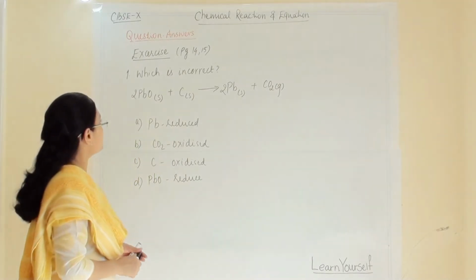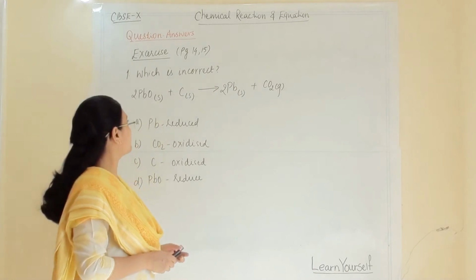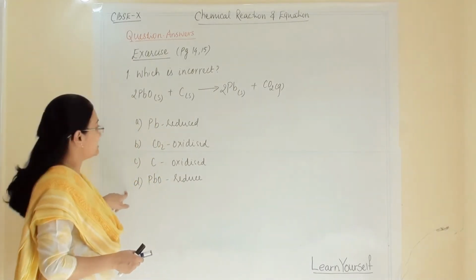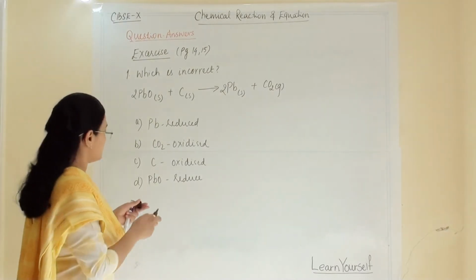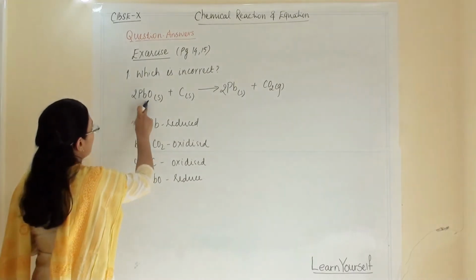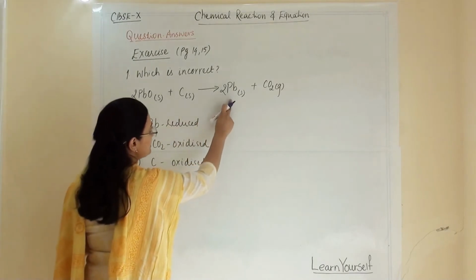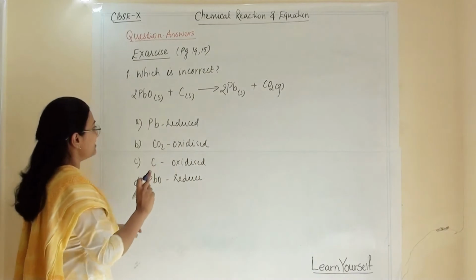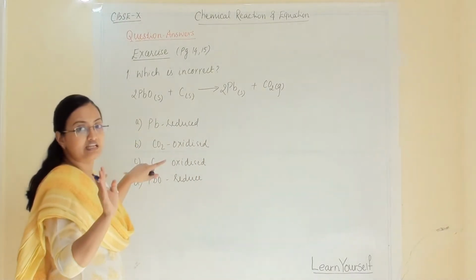So first, this is the category of multiple choice questions. First question is, which is incorrect? From A, B, C, D, which thing is incorrect? So this is the equation they have given to us. Lead oxide reacting with carbon will give us lead and carbon dioxide. Now we have to see which one is getting reduced and which one is getting oxidized.